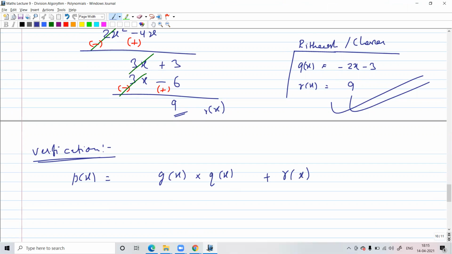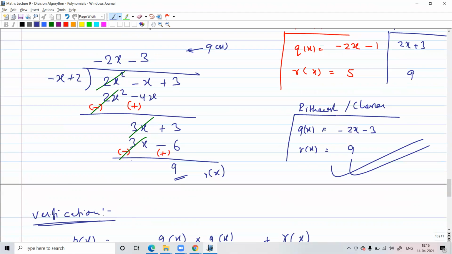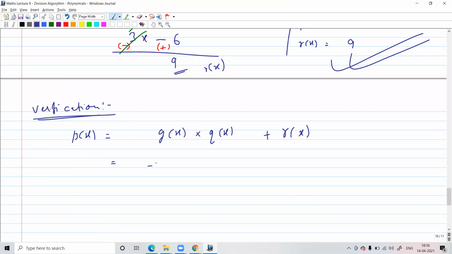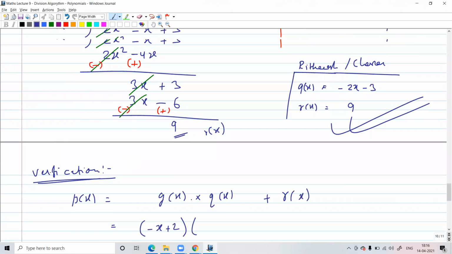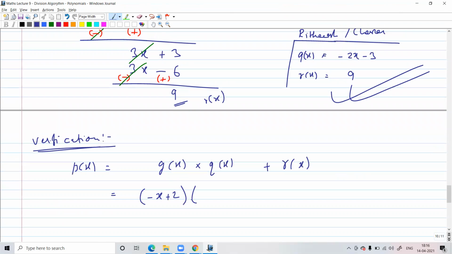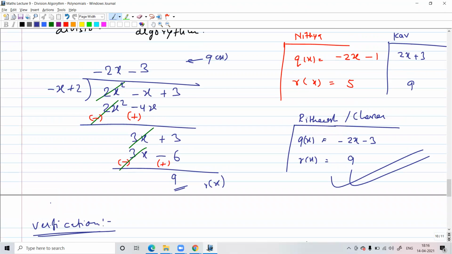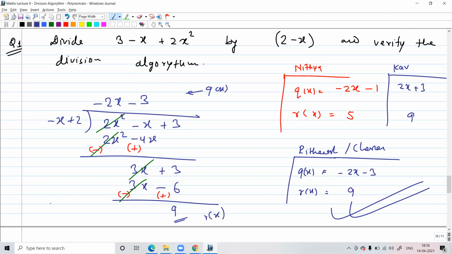Okay. So I will just write it here. What is our G(x)? Minus x plus 2. What was the quotient? Minus 2x minus 3. Okay, this one. Minus 2x minus 3. And remainder is 9. The P(x), of course, 2x squared minus x plus 3.